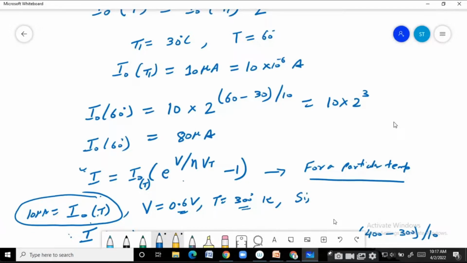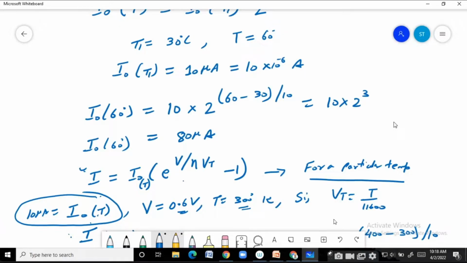But sometimes in a question, you are given the reverse saturation current at a particular temperature, suppose 300 degree Kelvin, but you are supposed to find the diode current not at 300 degree Kelvin, but at 400 degree Kelvin. If you directly substitute the I naught at 300 degree Kelvin into this equation, you will not get the right answer. There will be a variation, because obviously you are going to change VT also, since VT is also a temperature dependent term, T upon 11600.